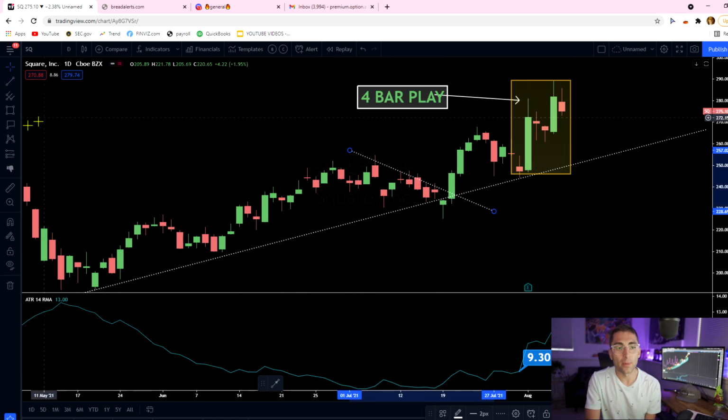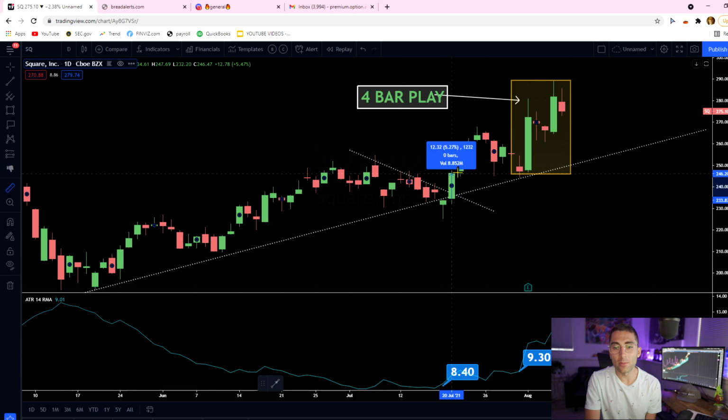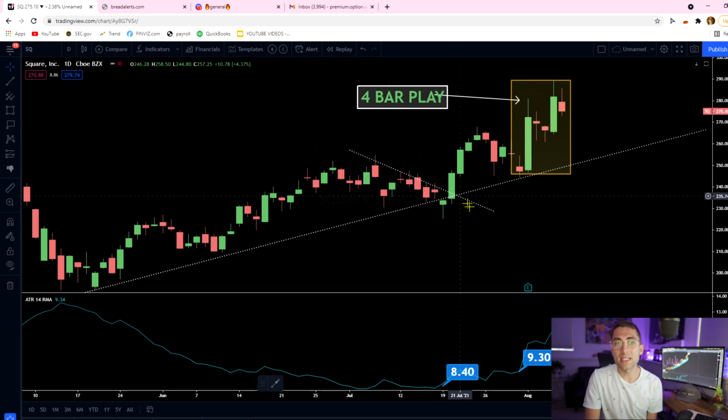There's the breakout bar. If we look at the ATR right here before the breakout, it was a little bit smaller at about 8.4. So this is not a 4 times bar, but it's still very large. That's 12, let's call it 13. So almost a 2 times ATR move. And we followed up the next day with another 2 times ATR move.